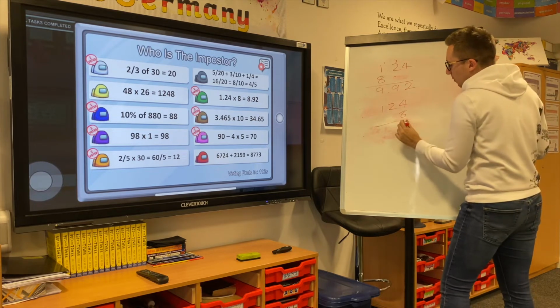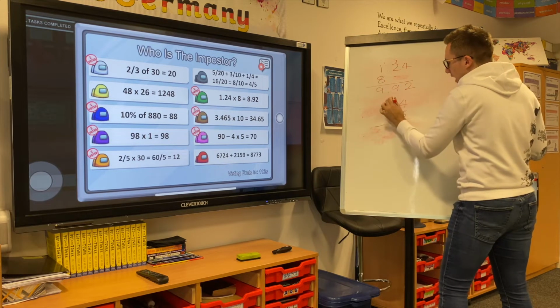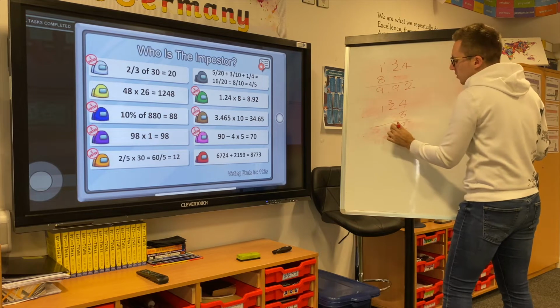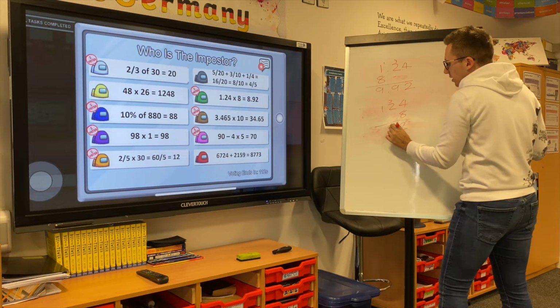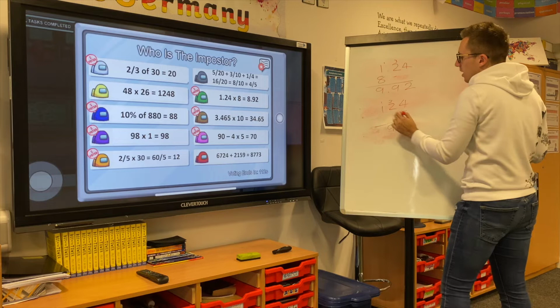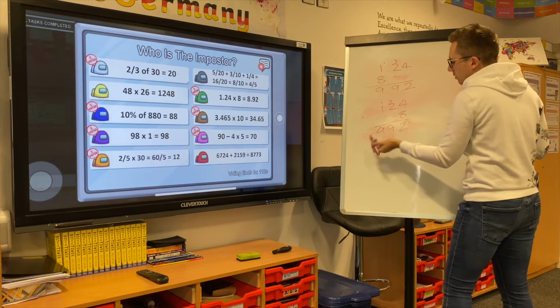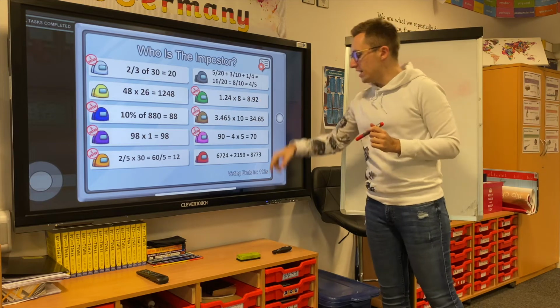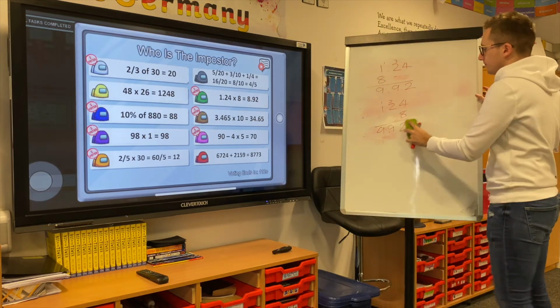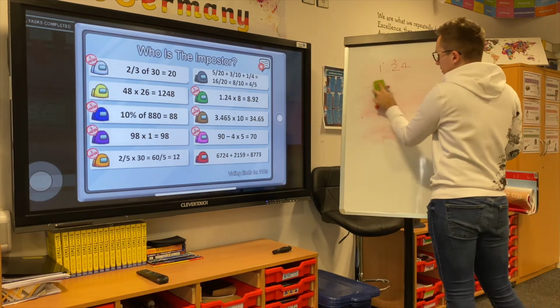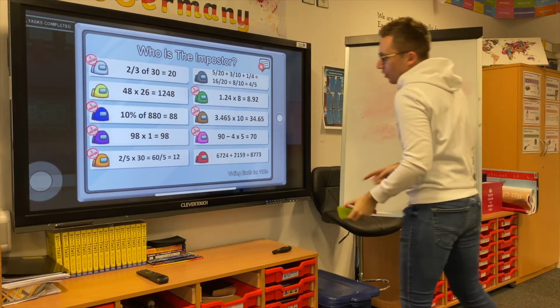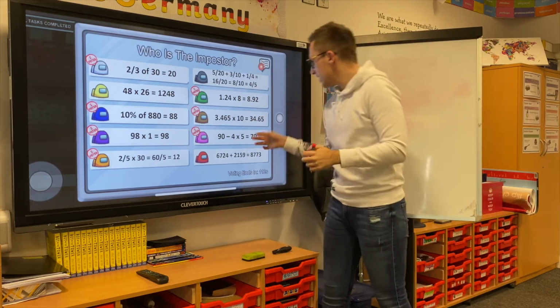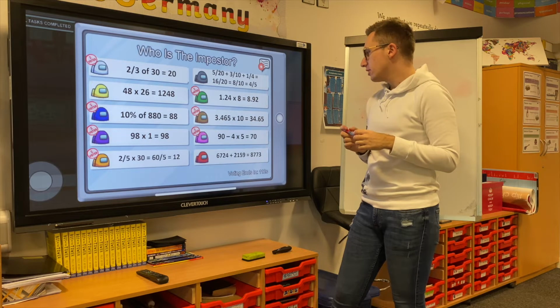8 times 4, again, is 32, so 2 carry the 3. 8 times 2 is 16, add the 3 is 19, carry the 1. 8 times 1 is 8, 992, yeah, so it's 9.92. So green is our first imposter. Next one is correct. 3.465 times 10 is 34.65.